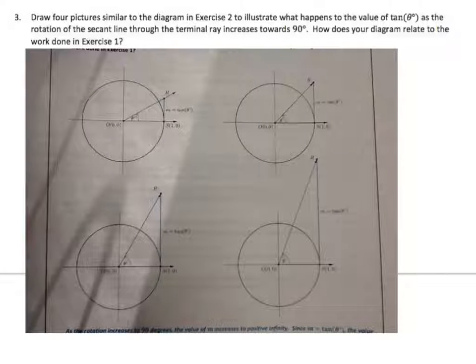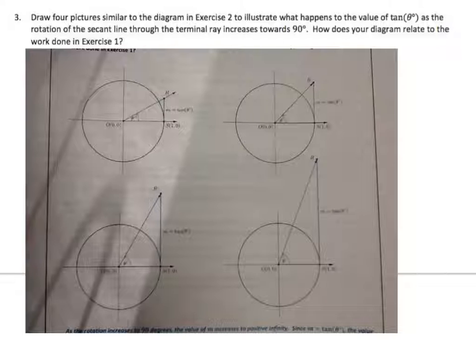The first example, we can see that we have theta, our secant line, and that would be m. So m equals tangent theta, right? As theta gets larger, we still have tangent theta as m. So our angle of rotation is getting larger, our m is getting larger, okay?